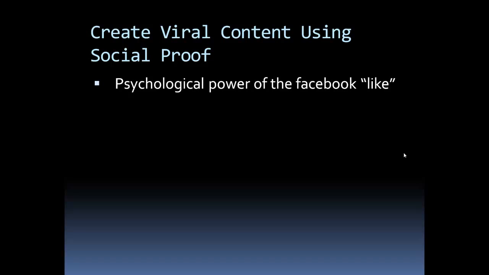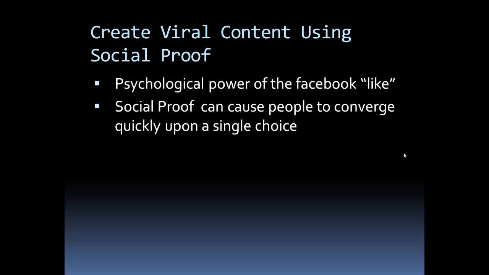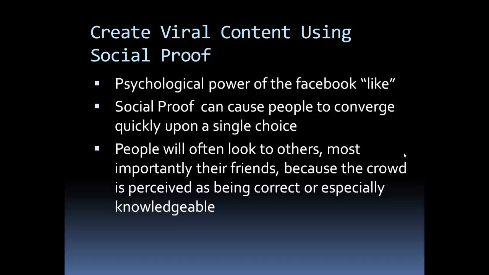Now, the next thing, creating viral content using social proof. Well, social proof is a very interesting psychological phenomenon, and it's how you really harness the power of the Facebook like. Social proof can cause people to converge quickly upon a single choice, such as liking your page or clicking the like button on a photo that you post or a blog or any part of your content or your product or service or a giveaway. People often look to others, most importantly their friends, because they think the crowd is correct or especially knowledgeable. This is really, really important.